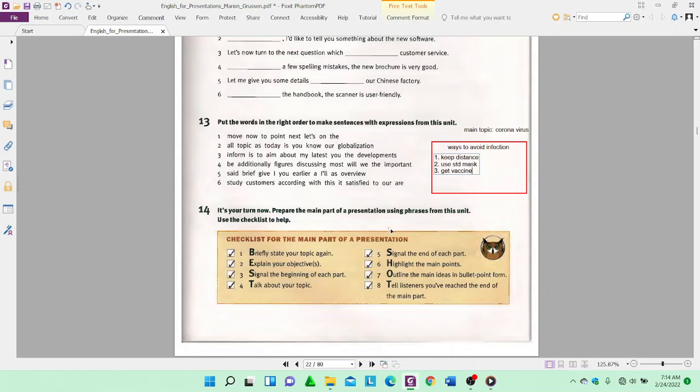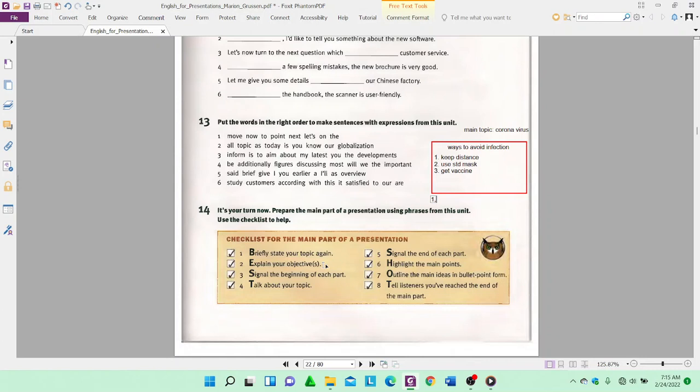Ya, pertama misalnya apa? Jadi apa yang akan kita lakukan pertama? Ya, pertama adalah oke. 1, B dulu ya. Nomor 1 kita pakai. Briefly state your topic again. Oke, jadi boleh disebut karena topiknya coronavirus. Oke. As you know that our topic today is coronavirus. Ya kan? Nah, oke. Lalu sudah kita kasihkan. Ya, kira-kira begitu, boleh ditambah lah. Lalu yang nomor 2, explain your objectives. Oke.